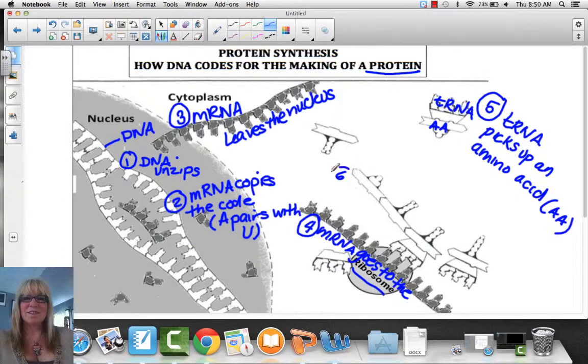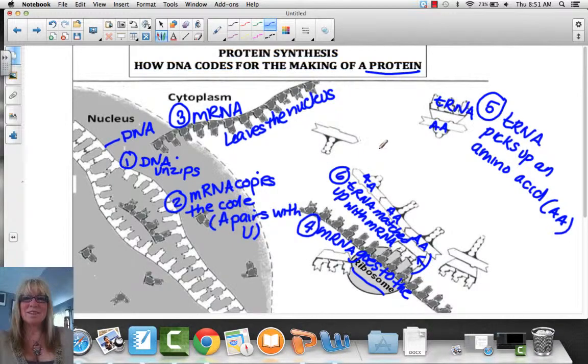So this is where 6 happens. Okay, tRNA matches its code with mRNA. So tRNA matches up with mRNA. And that's what you see happening right here. So therefore, it's actually bringing the amino acid with it. So here's an amino acid, okay? Here's an amino acid, right here. Here's an amino acid, so it's bringing it with it.